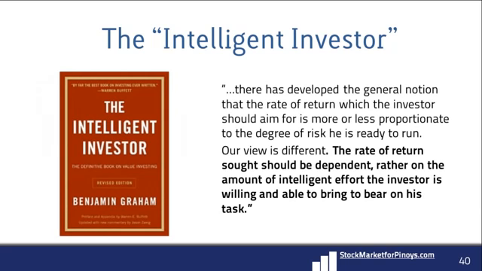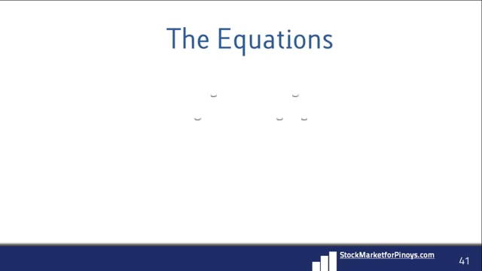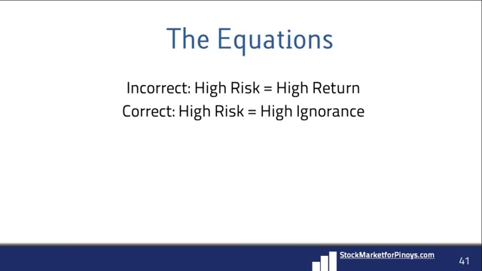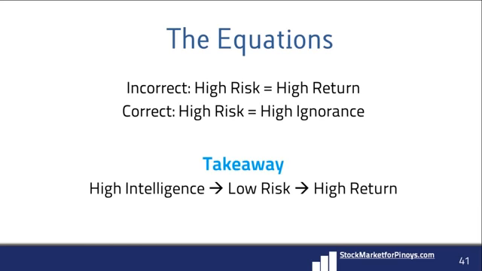Now, I know that that was a pretty long quote. Here's the short version. High risk, high return is wrong. This is a popular belief held by many people, but it's wrong. The correct one is high risk equals high ignorance. The right approach to investing is high intelligence leads to low risk, which can lead to a high and definite return. Now, in the long run, walang chamba-chamba or beginner's luck in the stock market. It's all about knowing the correct knowledge.